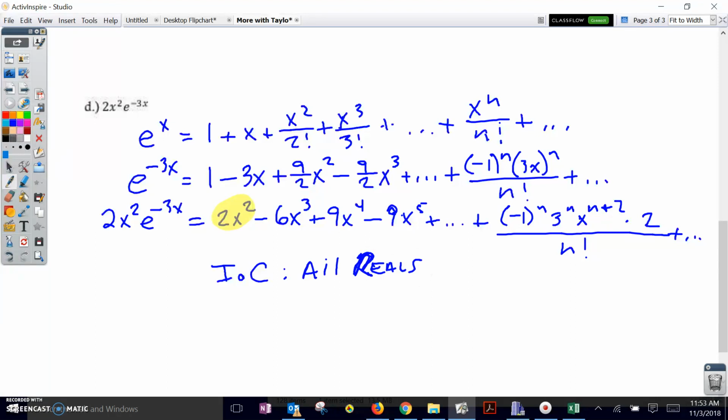All right, so that's how we can use some common Maclaurin series that we already know to come up with Maclaurin series for more complicated functions. And undoubtedly we'll do more of that in the future.